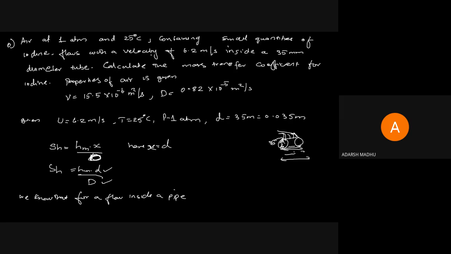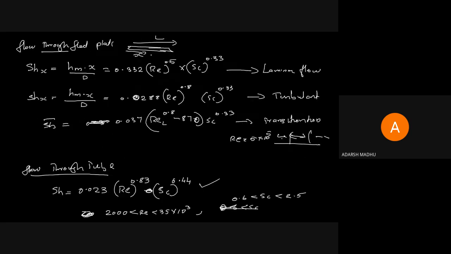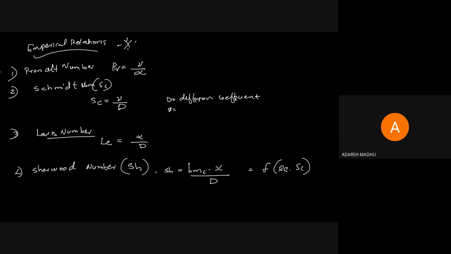And what is Re and what is Sc? Simple equation is the Re and Sc. What is Re? Reynolds number, rho u d by mu. And what is the Sc number? Schmidt number, Sc equal to mu by D, viscosity by D, is given in that table. Mu is given and D is given. Let's find out the value of Sc here. Sc is equal to mu by D.